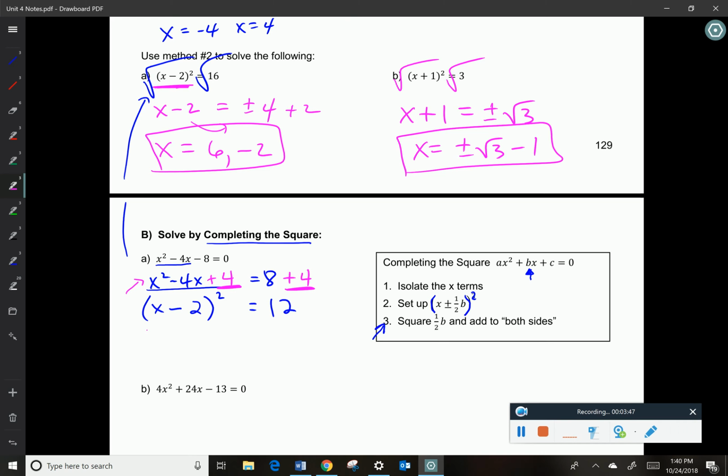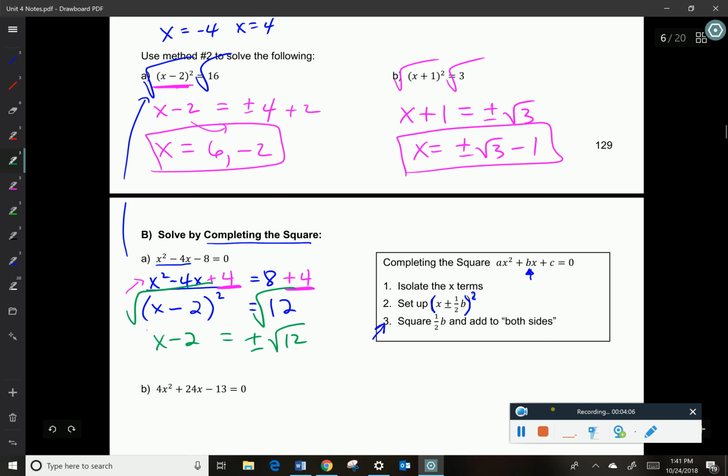So if I want to finish solving this equation, just like I did up in part A, wouldn't I want to take the square root of both sides? So if I take the square root of both sides, I'm going to have x minus 2 equals plus or minus, remember, square root of 12.